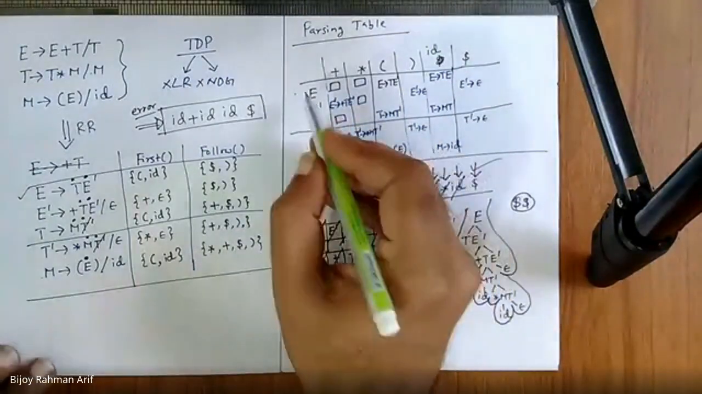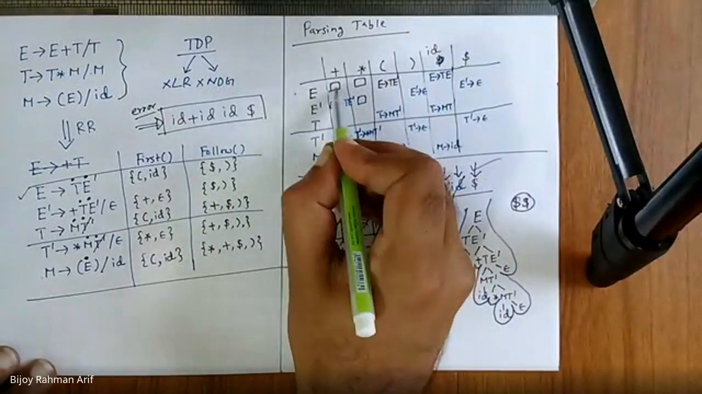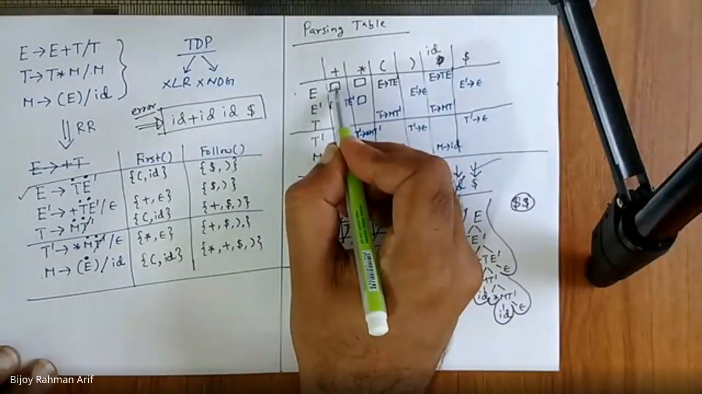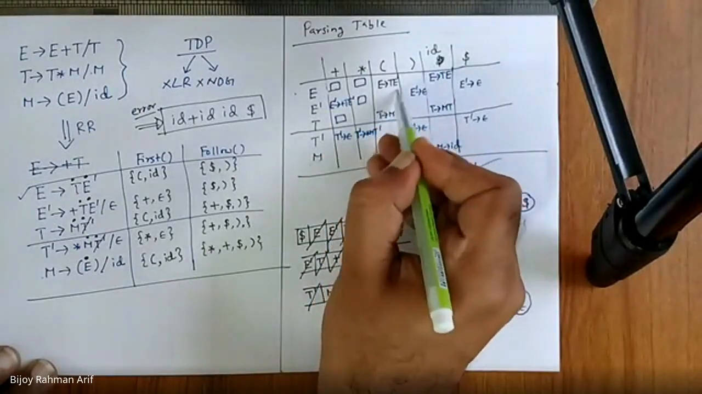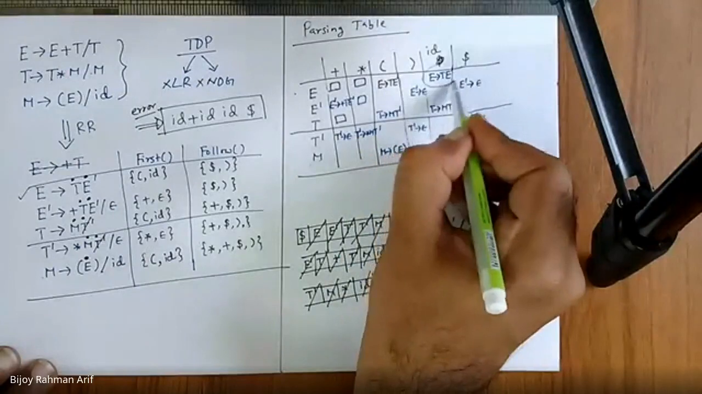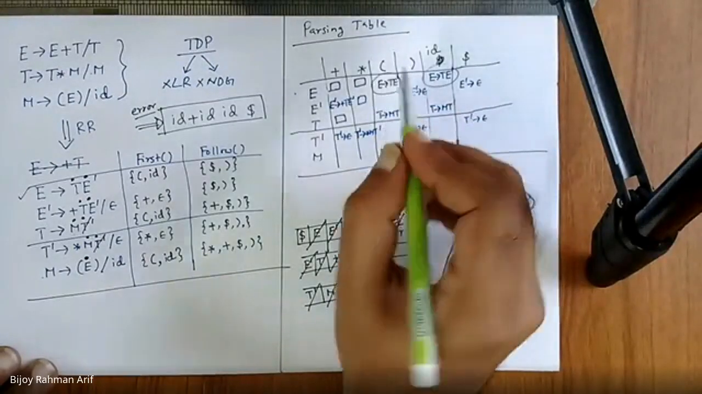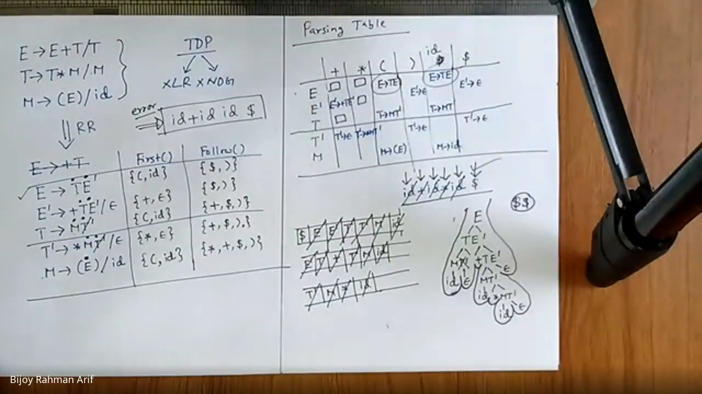For example, I'm in E, I got plus. This is definitely an error. Then I will say I am expecting this because its entry is not blank. Some of you ask me how error handling works.